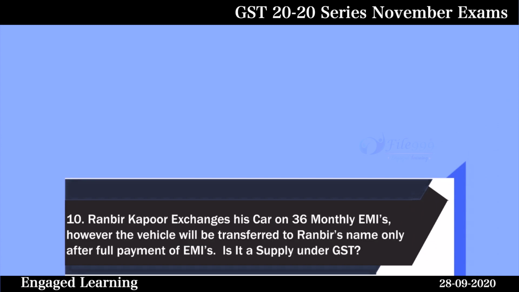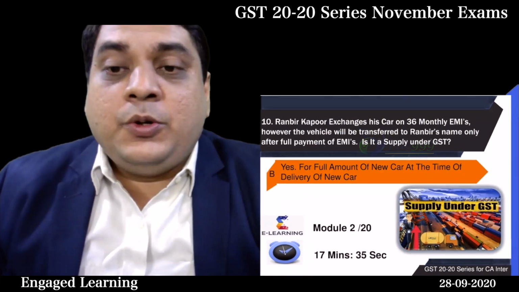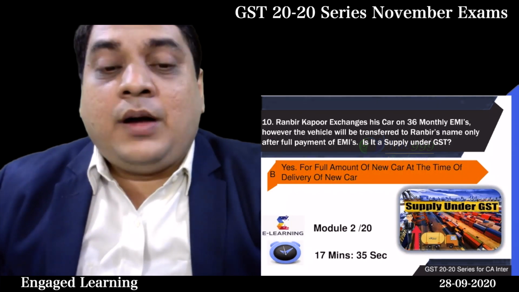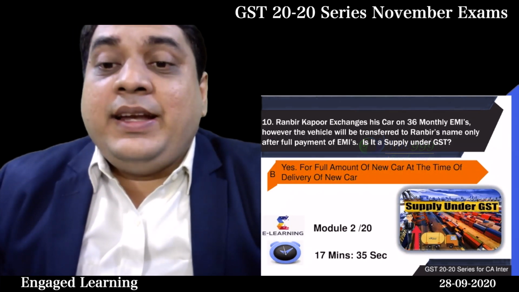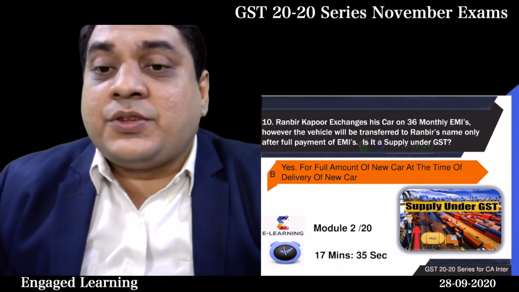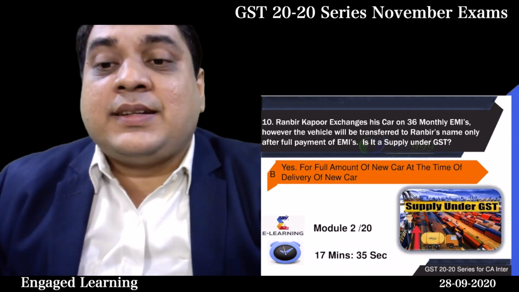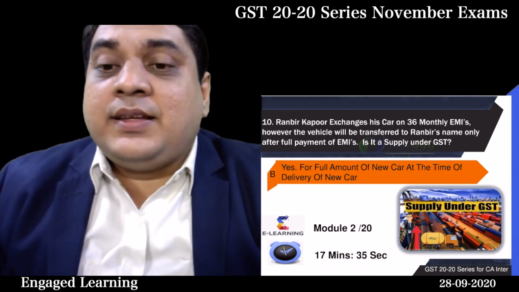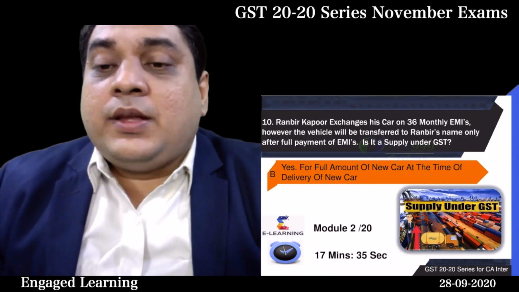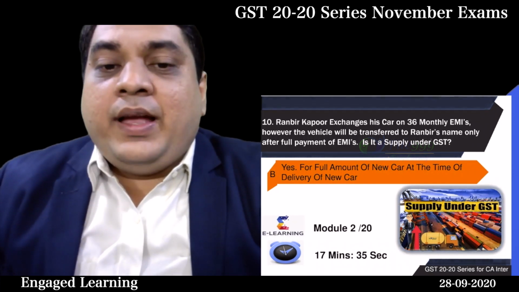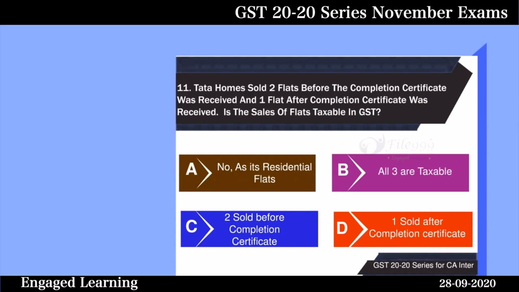ये भी थोड़ा ट्रिकी सवाल है। अगर आप शेड्यूल 2 ऑफ द CGST एक्ट ध्यान से पढ़े हैं तो वहां पर क्लियरली लिखा है कि any transfer of ownership at a later date with supply of goods will be treated as a taxable supply of such goods. So correct answer is option B, for the full amount of the new car at the delivery of the new car. Moving ahead, the next question on your computer screen.